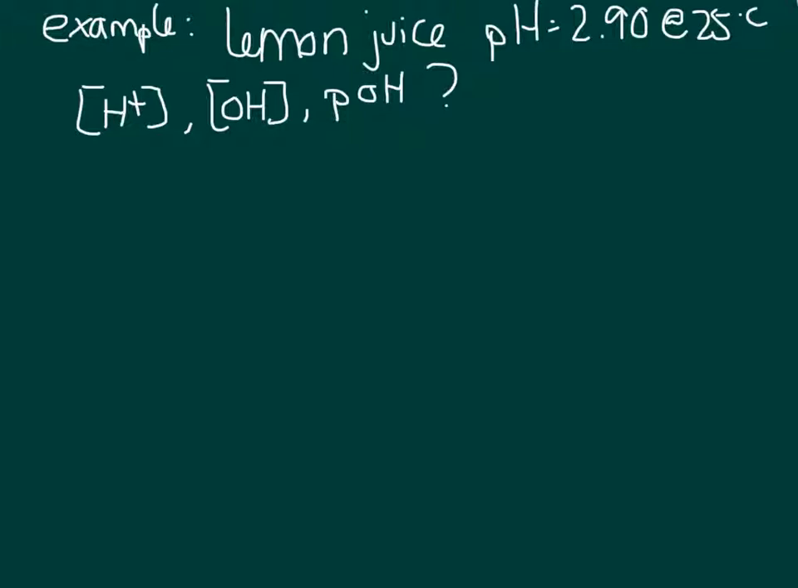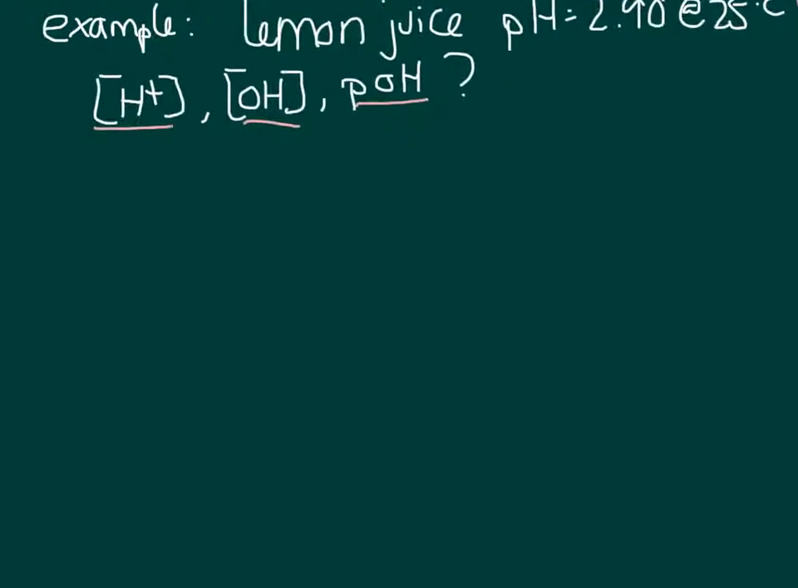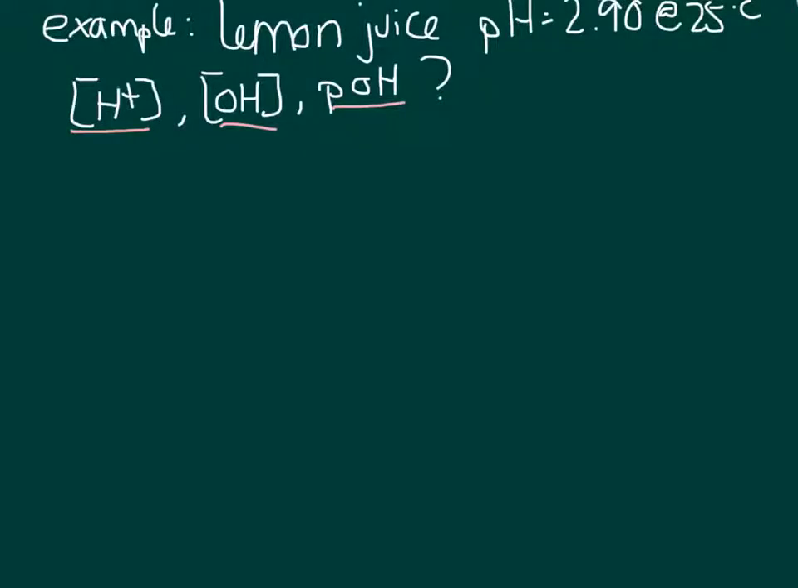So lemon juice has a pH of 2.90 at 25 degrees Celsius. Calculate your hydrogen concentration, hydroxide concentration, and pOH. And it doesn't really matter the order. All right. So if we know our pH, we are looking for the concentration of our hydrogen ions.